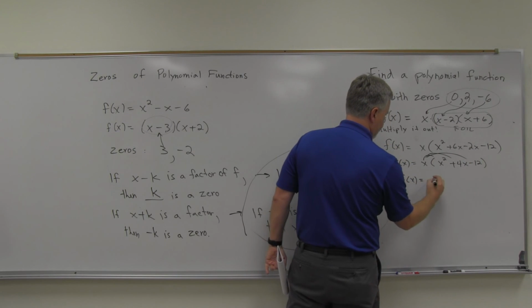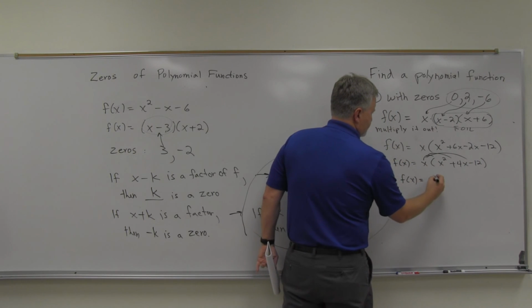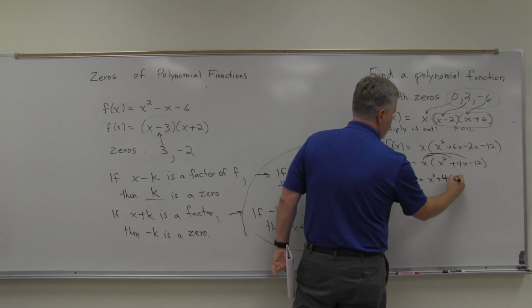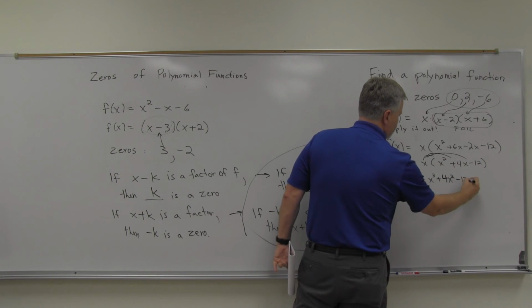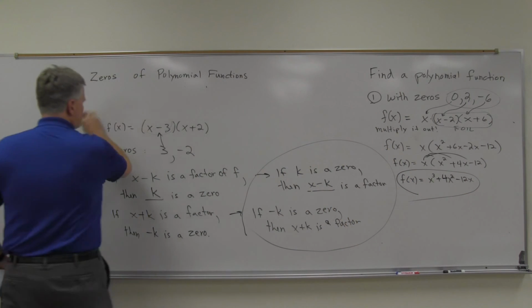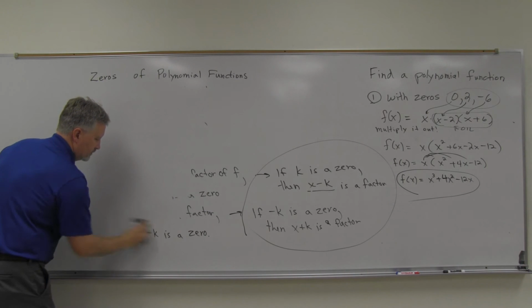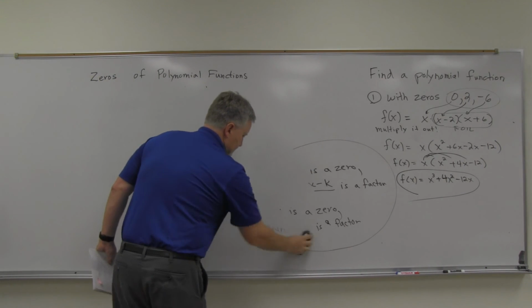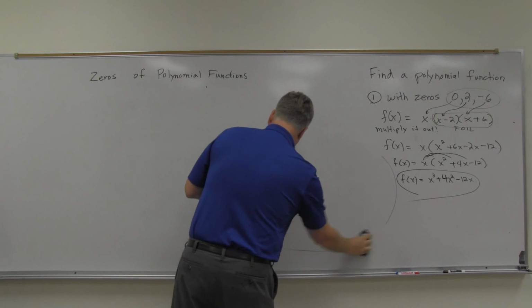another x. So x times x squared is x cubed. X times 4x is 4x squared. And then x times negative 12 is negative 12x. Okay?